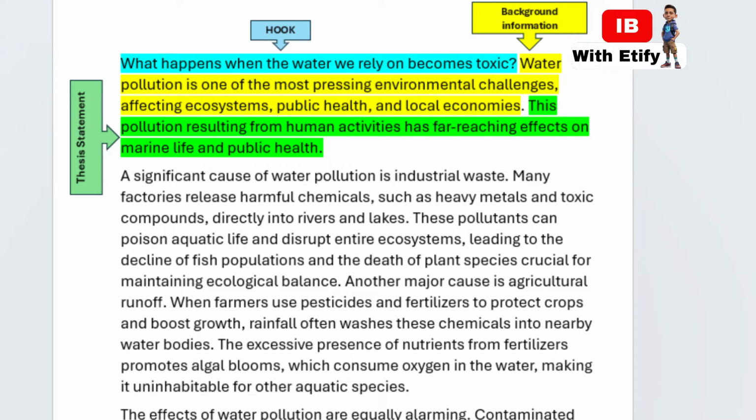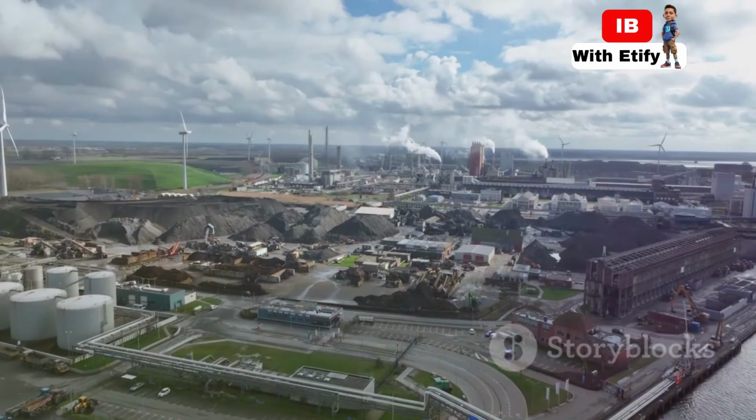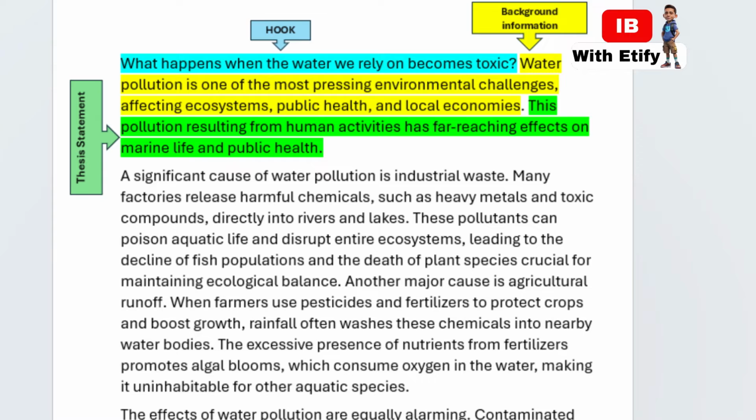What happens when the water we rely on becomes toxic? Water pollution is one of the most pressing environmental challenges, affecting ecosystems, public health, and local economies. This pollution resulting from human activities has far-reaching effects on marine life and public health. A significant cause of water pollution is industrial waste. Many factories release harmful chemicals such as heavy metals and toxic compounds directly into rivers and lakes.